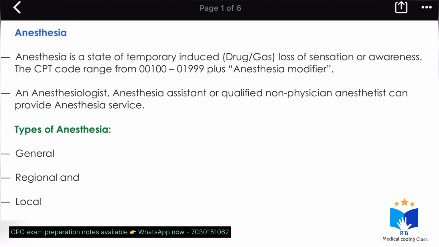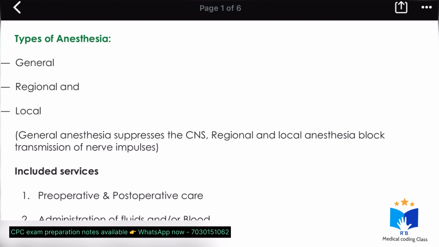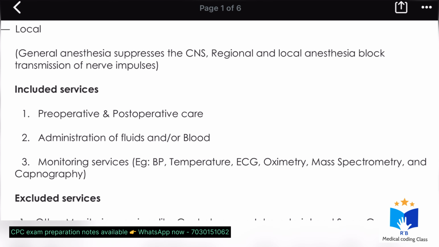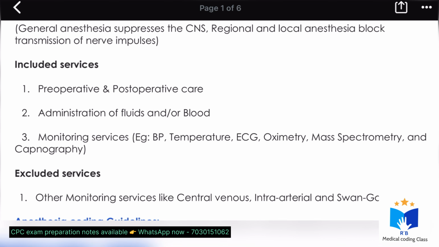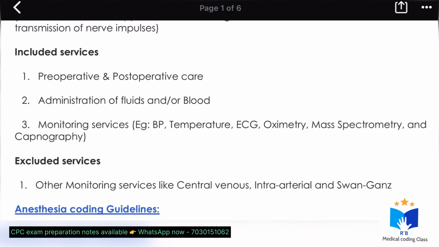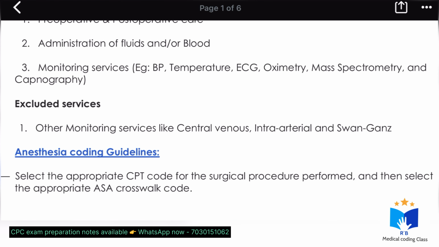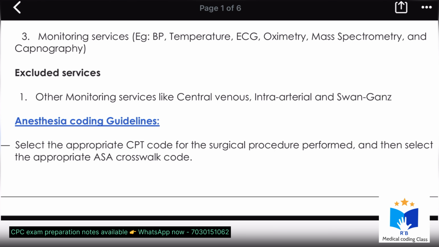Anesthesia services are provided by an anesthesiologist, anesthesia assistants or a qualified non-physician anesthetist. The types of anesthesia are general anesthesia, regional anesthesia and local anesthesia. Anesthesia services include preoperative and postoperative care, administration of fluid and blood, and monitoring services that include blood pressure, temperature, ECG, oximetry, mass spectrometry and capnography.